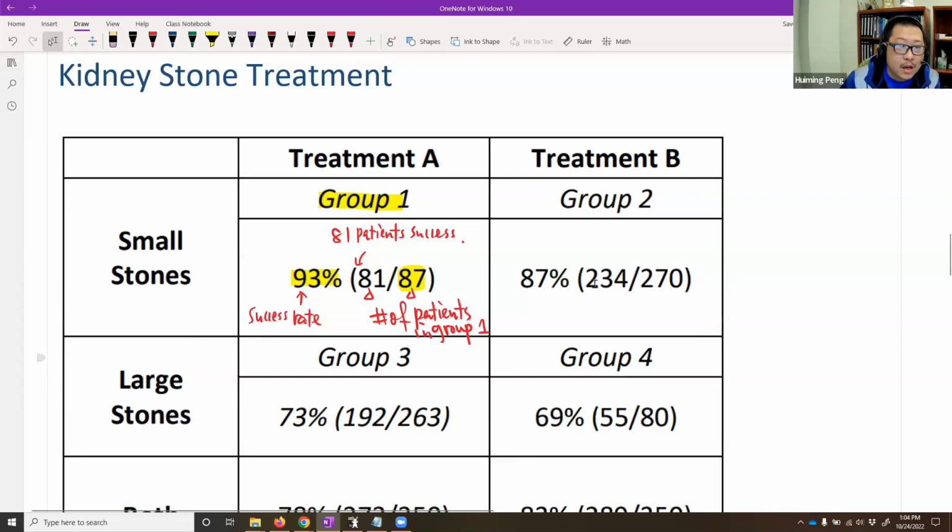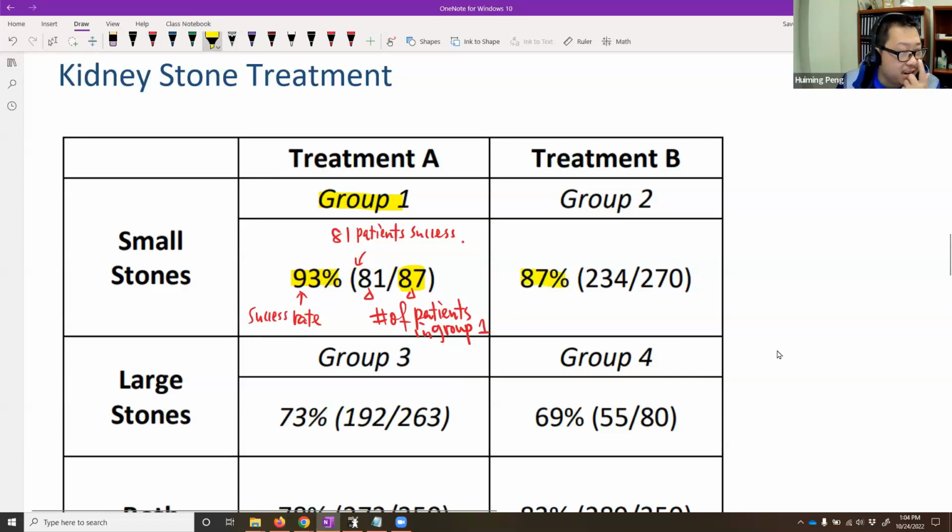And this means 234 successes out of 270 total patients in group 2. What does group 2 mean? It means 270 patients with a small stone treated with B in this group. And therefore, by calculation, the success rate is 87%. This is not a good number.